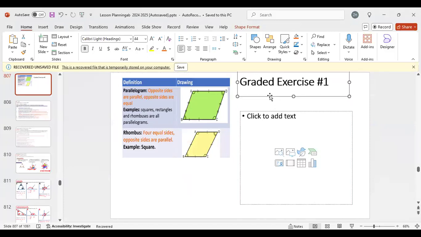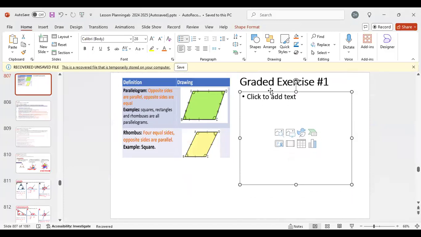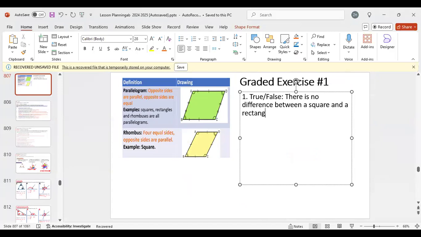Just put your answer inside the chat. Put the number and the answer. So number 1, true or false? There is no difference between a square and a rectangle.